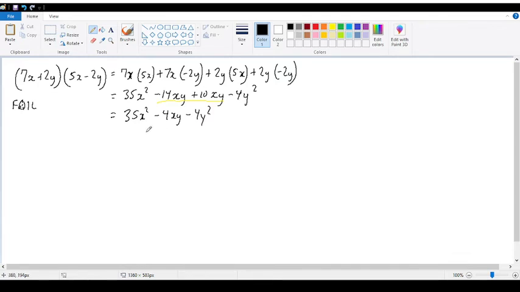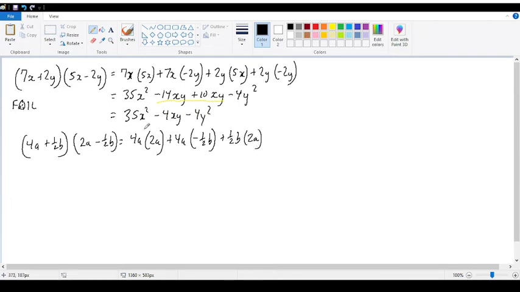Let's take one where we have some fractions inside. So we're going to have 4a plus 1/2 b, open close bracket, times 2a minus 1/2 b. I'm going to expand this out a lot so I can show every detailed calculation that we are doing. So we're going to apply the FOIL method. The first two terms: 4a times 2a. Then the outer terms, 4a times negative 1/2 b. Then the two inner terms, which will be plus 1/2 b times 2a, then the last terms, plus 1/2 b times negative 1/2 b.